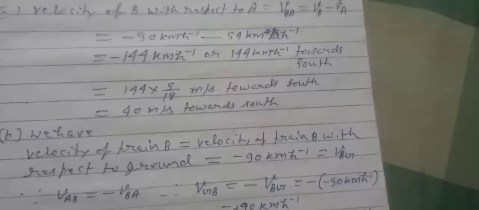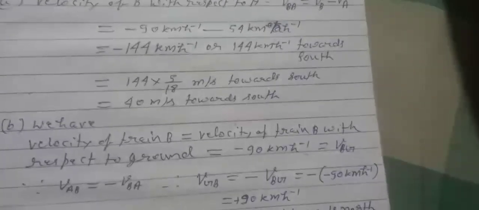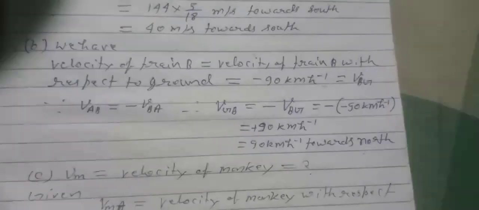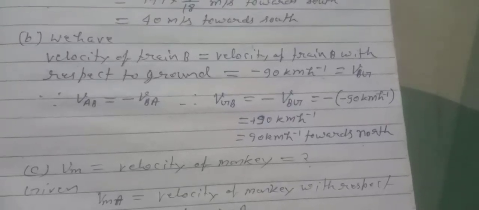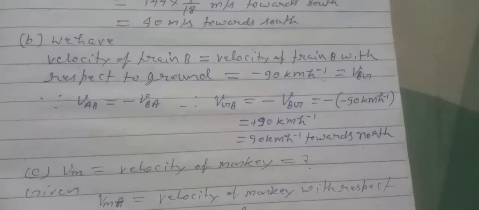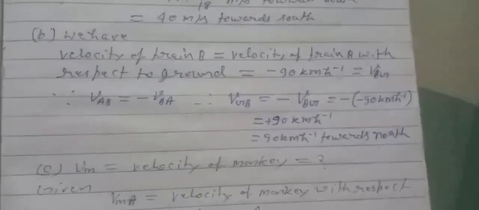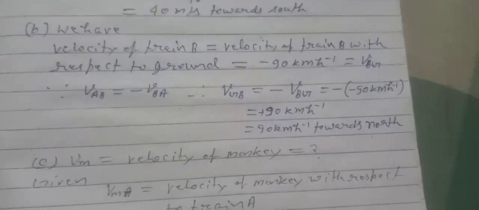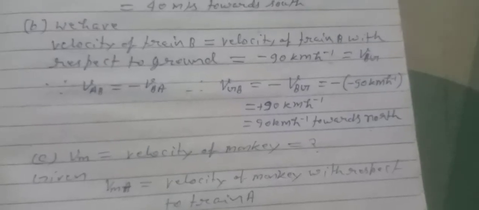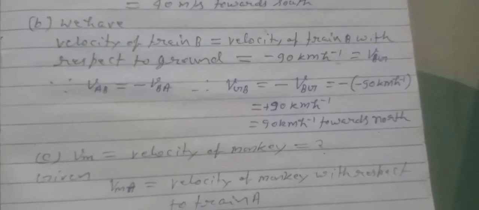Now changing it into meter per second, we have to multiply it by 5/18. So finally we get 40 meter per second towards south. Answer. B, we have velocity of train B equals velocity of train B with respect to ground equals minus 90 km per hour, or VBG. Since VAB equals minus VBA, hence VGB equals minus VBG equals minus of minus 90 km per hour, equals 90 km per hour toward north, because the plus sign shows the north direction.